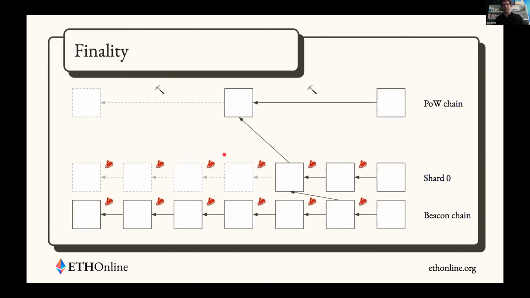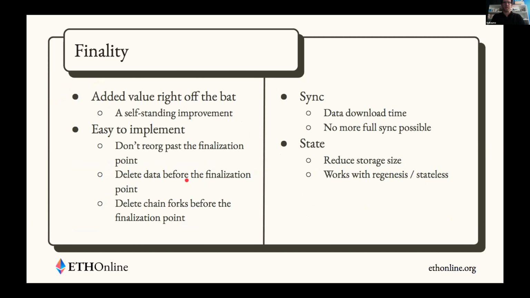So the idea is that after a while, the beacon chain here will indicate that this block here, which is in the Eth1 shard or shard 0, has been finalized. And because the validators of this chain keep watching the proof of work chain, they can also get this information and discard everything that came before. So that's an approach that has a lot of advantages.